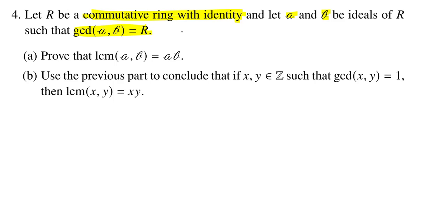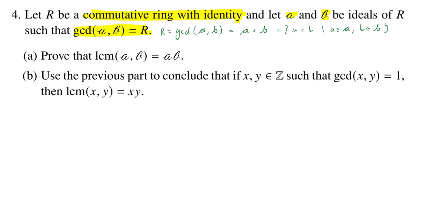So the GCD of the ideals A and B is defined to be the sum of the ideals. The sum of the ideals just means you look at all things of the form little a plus little b, where little a is in ideal A and little b is in the ideal B. So you get all those sums, and that's what we define the GCD of two ideals to be, and we're assuming here that this is equal to the whole ring.